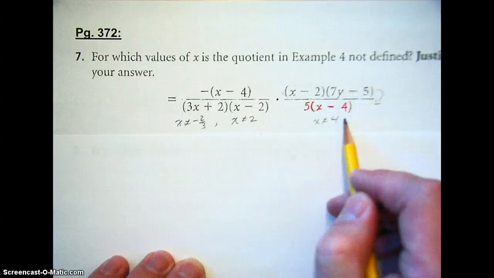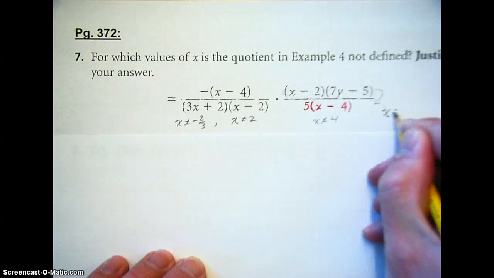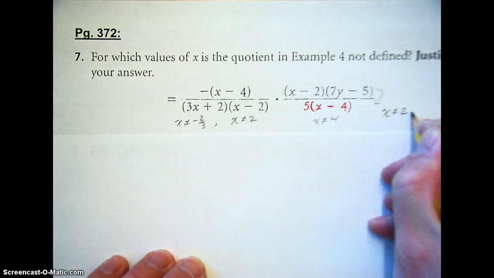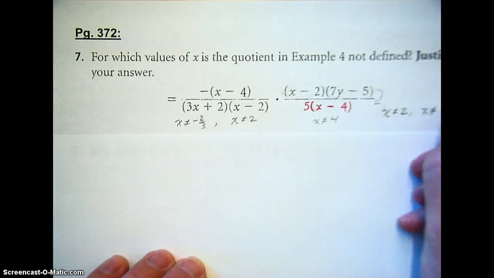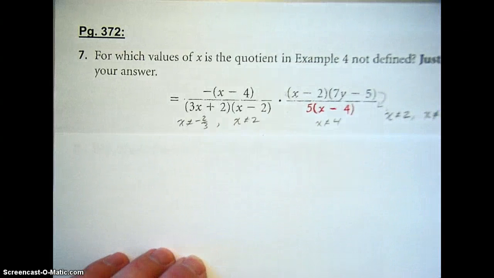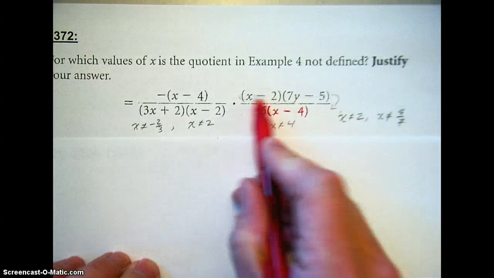And this, the problem actually started with this down here, right? It started on the bottom. We flipped the fraction, so x cannot also be 2, and it cannot be 5/7. That is a lot of restrictions. Right? Because this started on the denominator.